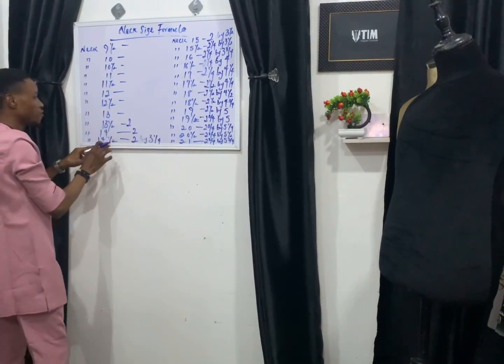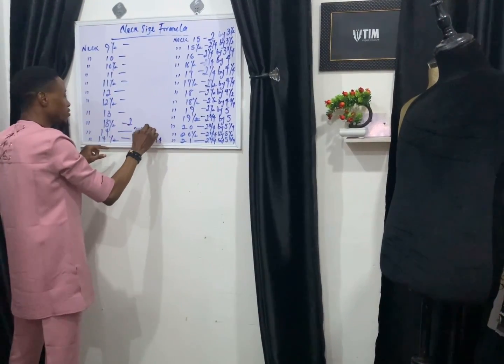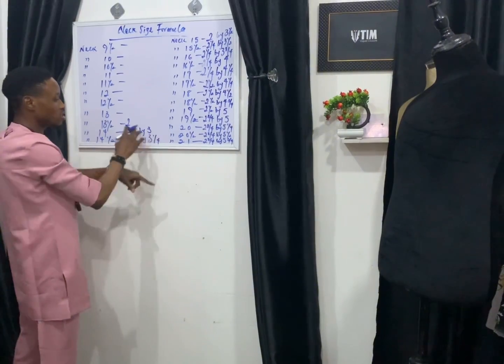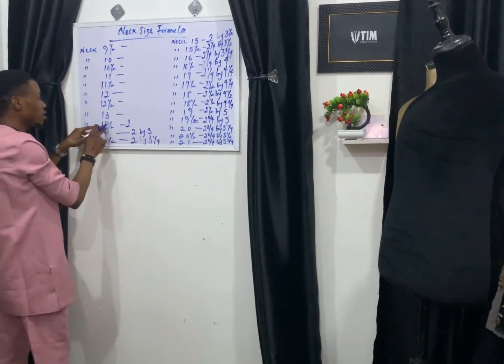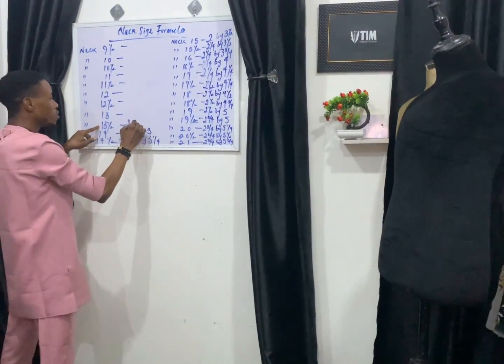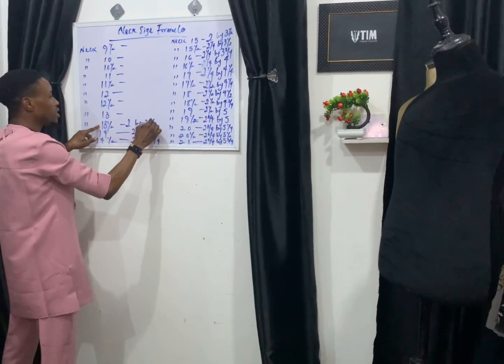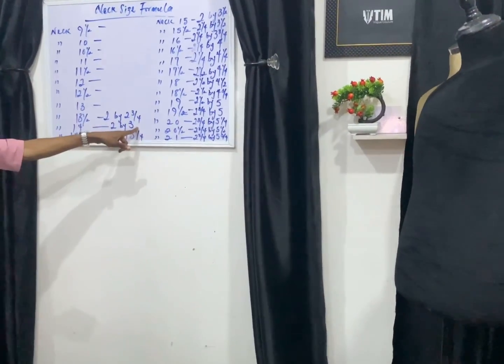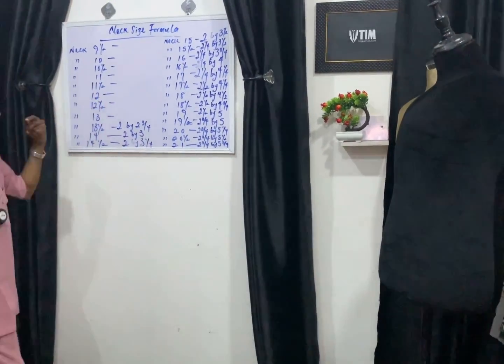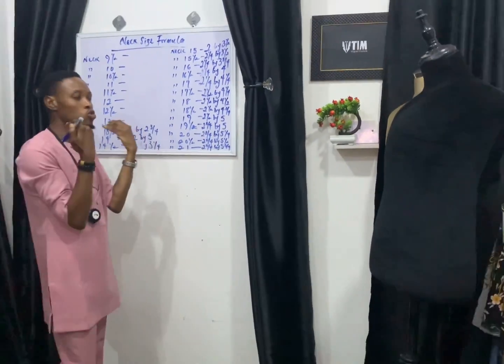And here for size 14, it will be 2 by 3 inches. When 1/4 is deducted, is removed, then you have 2 inches. So from 13 1/2 here will be 2 by 2 3/4 when 1/4 is deducted from 3. So that is how to get a perfect neck size, so that it will not be too wide and it will not be too tight.